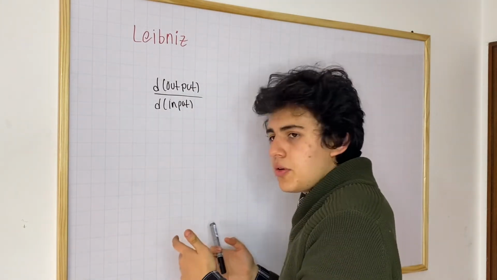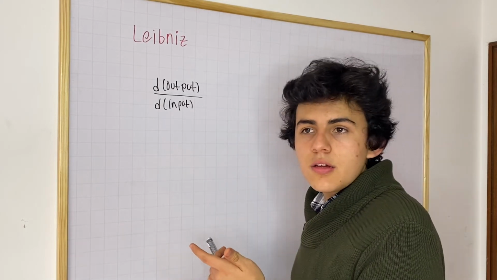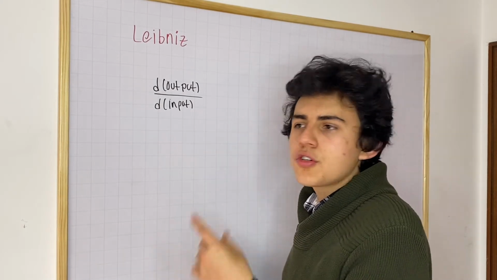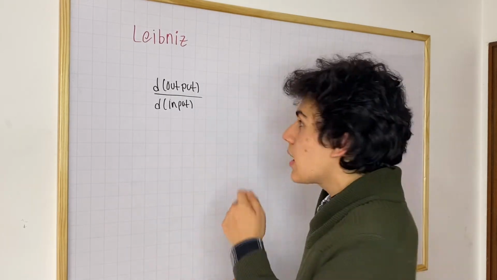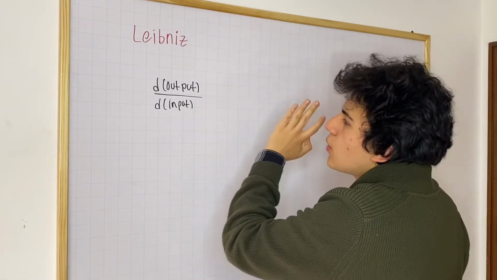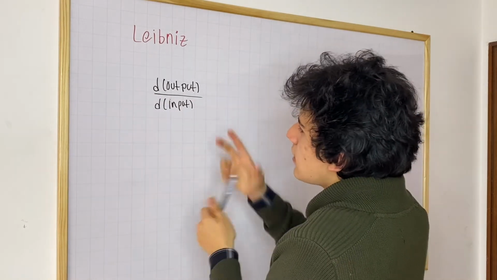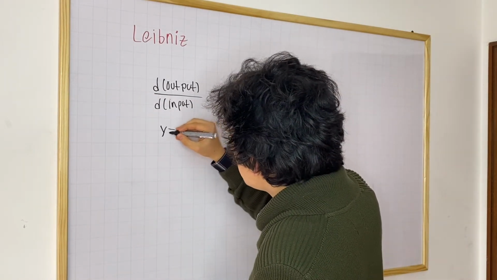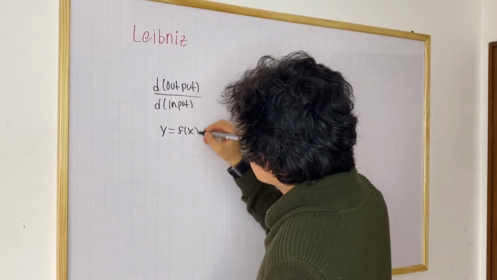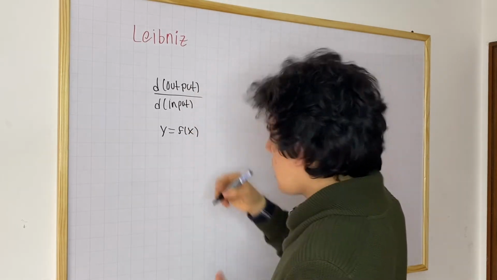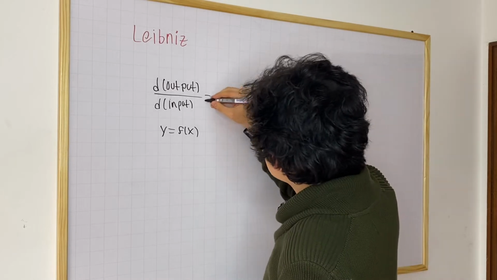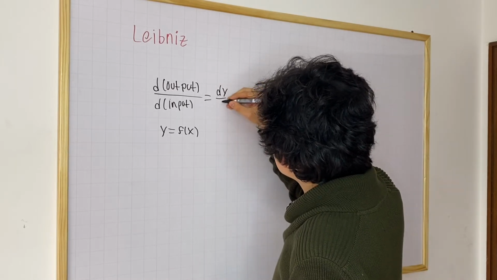Okay, you've got an input that in single variable calculus is, well, most of the time x, or just one variable, and you've also got one output. If we say, for example, that y is equal to the output, so we say f of x, and the input in this case is just x, we would have that this is simply dy over dx.